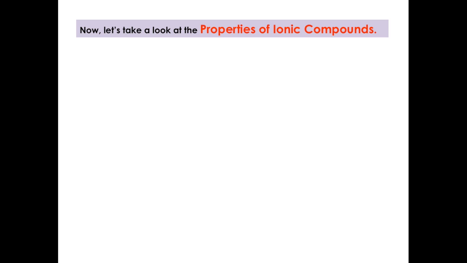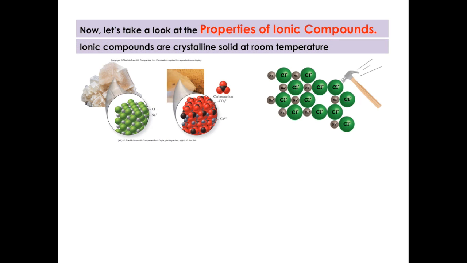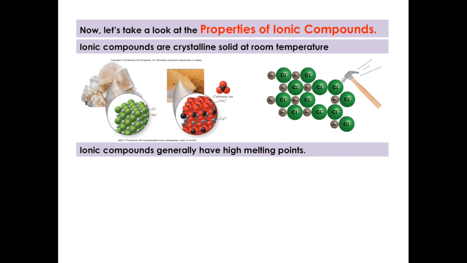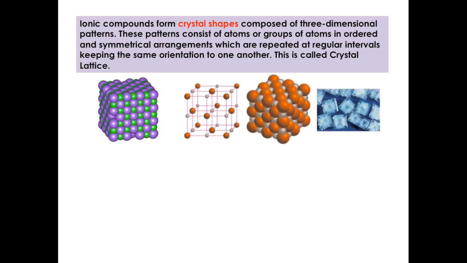Now let's take a look at the properties of ionic compounds. Ionic compounds are crystalline solid at room temperature. Ionic compounds generally have high melting points. Ionic compounds form crystal shapes composed of 3-dimensional patterns. These patterns consist of atoms or groups of atoms in ordered and symmetrical arrangements which are repeated at regular intervals, keeping the same orientation to one another. This is called crystal lattice.